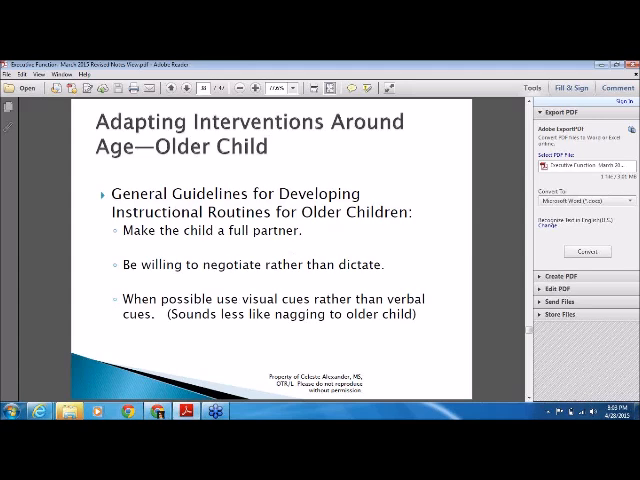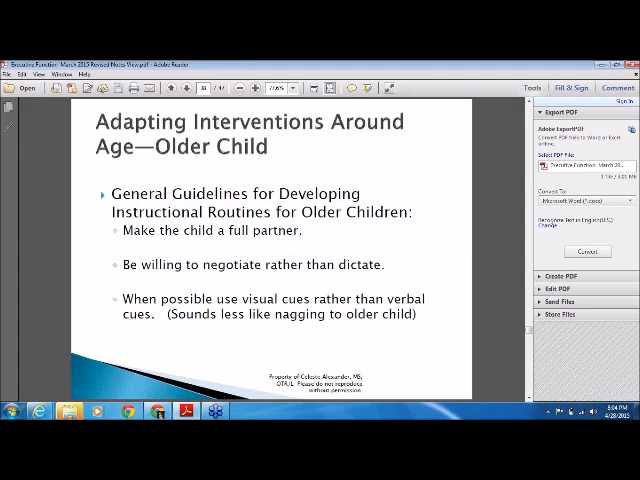Be willing to negotiate rather than dictate. Now, I'm not talking about negotiating all day long, but again, using that first and then versus you need to sit down and do this right now. Now, I know there are times that we get to that point, but again, if we can build a foundation where we don't have to get to that point, I think that's the best case scenario, obviously.